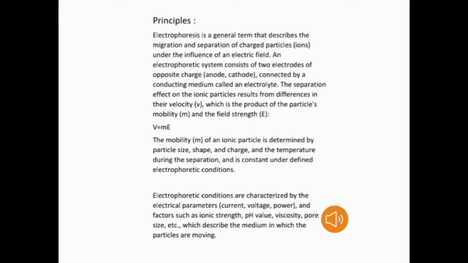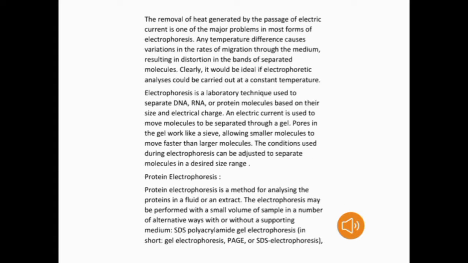The mobility of an ionic particle is determined by the particle size, shape, and charge, and the temperature during separation, and is constant under defined electrophoretic conditions. Electrophoretic conditions are characterized by electric parameters such as current, voltage, power, and factors such as ionic strength, pH value, viscosity, pore size, and so on, which describe the medium in which the particles are moving.